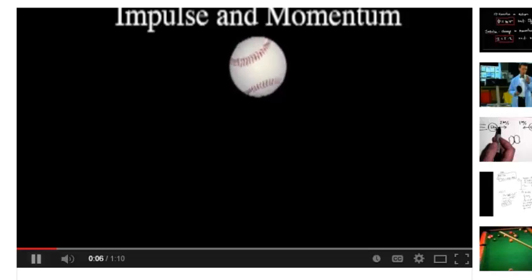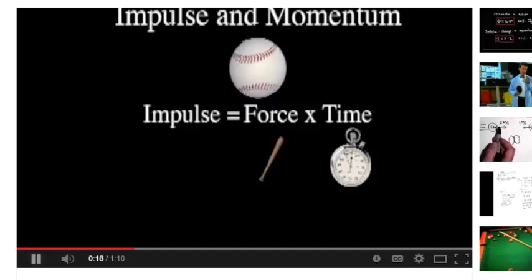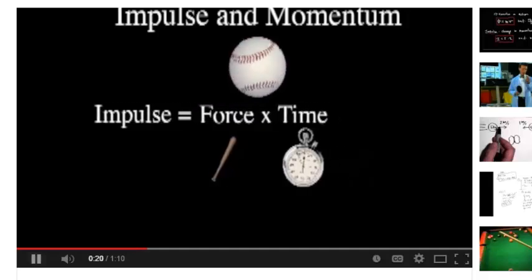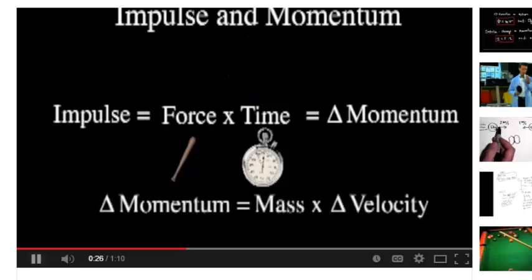For this movie, we will apply an impulse to a baseball. Impulse is equal to the force applied to an object times the time the force is applied to the object. We will apply the force to the baseball with a bat, and the time will be the amount of time in seconds that the bat is in contact with the baseball. The impulse will be equal to the change in momentum of the baseball. The change in momentum is equal to the mass of the baseball times the change in velocity of the baseball.